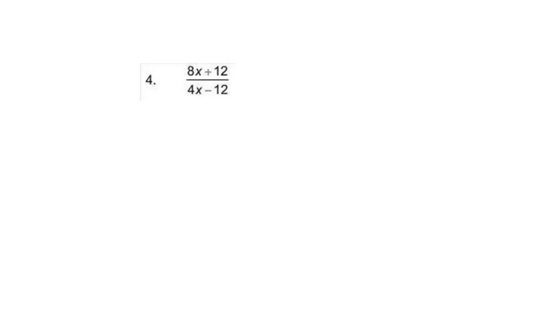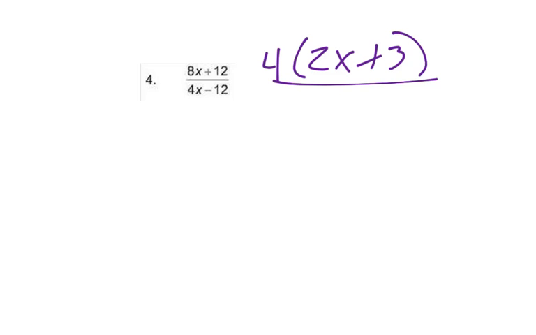My suggestion here is to see what you can pull out. On the top, they both divide by 4. And it leaves you 2x plus 3. On the bottom, when you look at the bottom, these will both divide by 4, so you pull a 4 out, and it leaves you x minus 3.